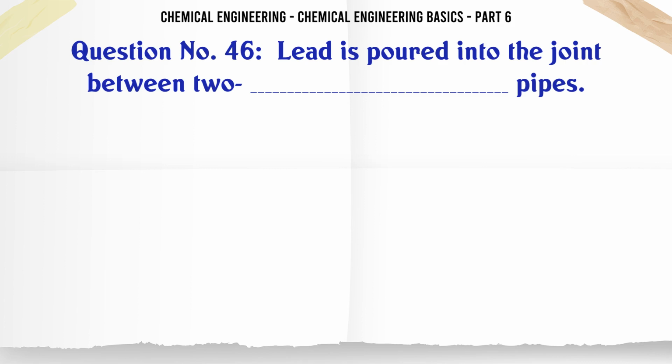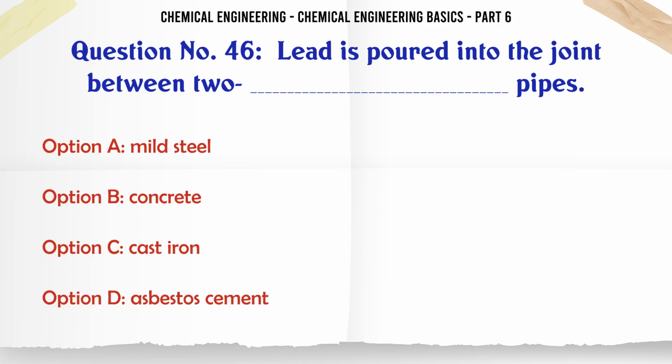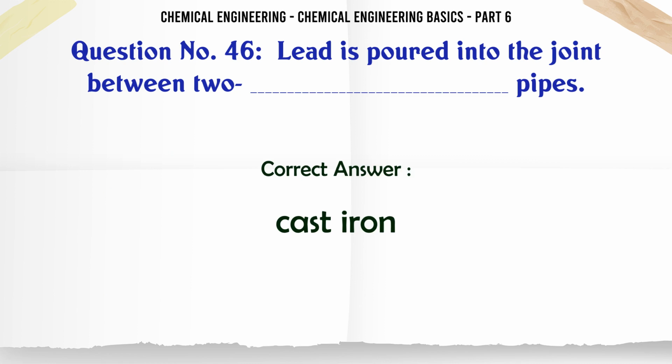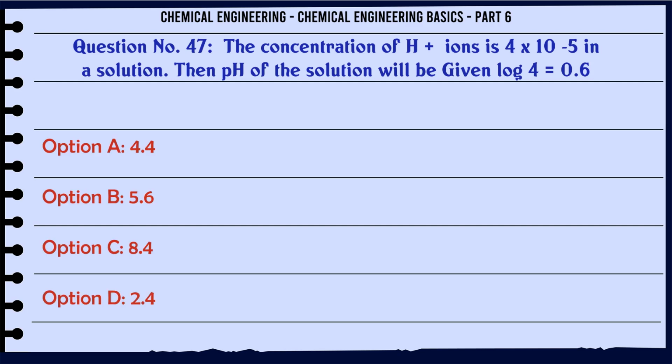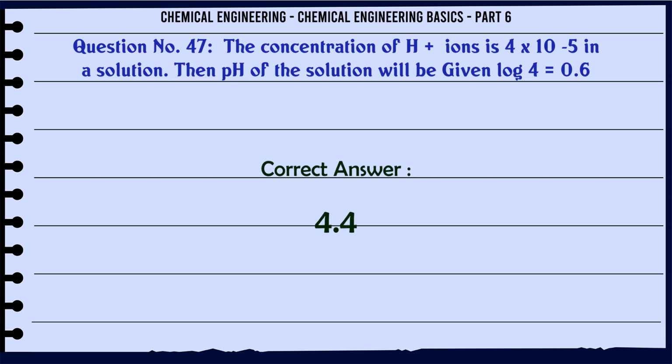Lead is poured into the joint between two pipes. A. Mild steel, B. concrete, C. cast iron, D. asbestos cement. The correct answer is cast iron. The concentration of H ions is 4x10^-5 in a solution. Then the pH of the solution will be, given log 4 = 0.6, A. 4.4, B. 5.6, C. 8.4, D. 2.4. The correct answer is 4.4.